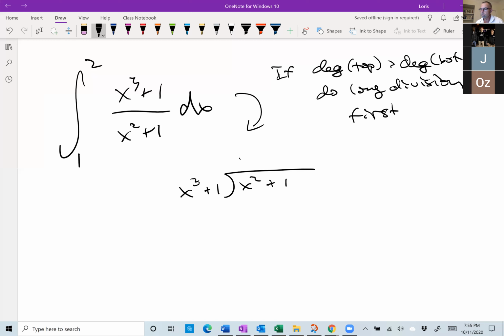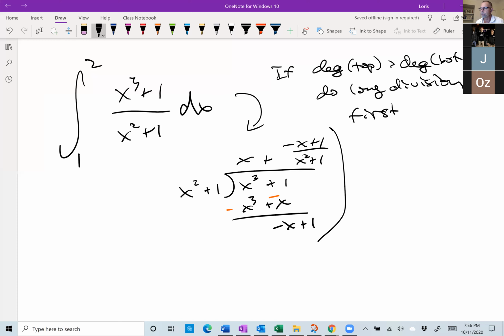So x cubed plus x, subtract, and then we get... oh, what happened here? No, I'm sorry, I'm going backwards. It's x squared plus 1 goes into x cubed. There we go. Multiply it through, you get 1 minus x, and then x squared doesn't go into x. It's negative x plus 1. x squared doesn't go into that, and so your remainder is negative x plus 1 over x squared plus 1. And you do the division.